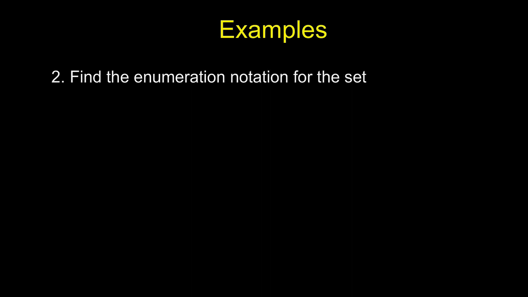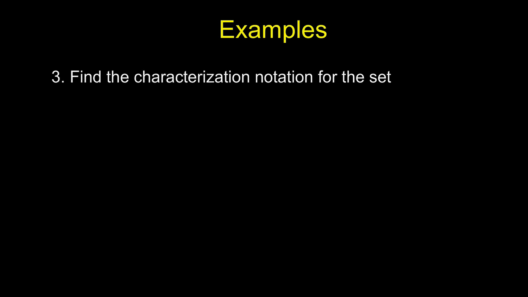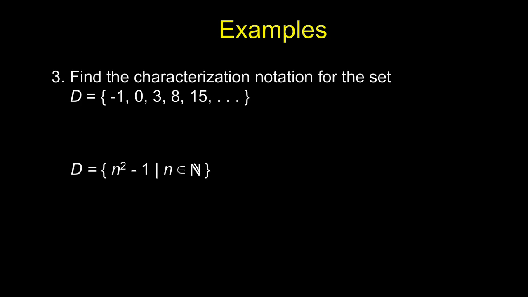2. Find the enumeration notation for the set B, which equals n squared, where n is a member of natural numbers. So the set B is 0, 1, 4, 9, 16, and so on. 3. Find the characterization notation for the set D, which equals minus 1, 0, 3, 8, 15, and so on. Now these numbers are 1 less than the square numbers above. So the set D is n squared minus 1, where n is a member of natural numbers.